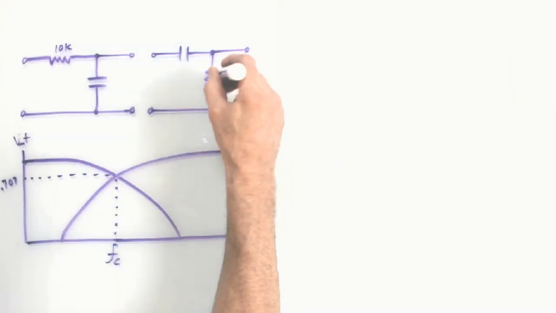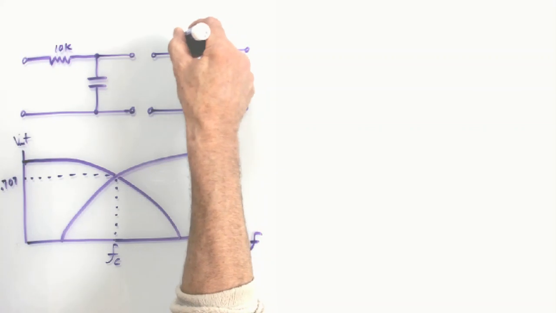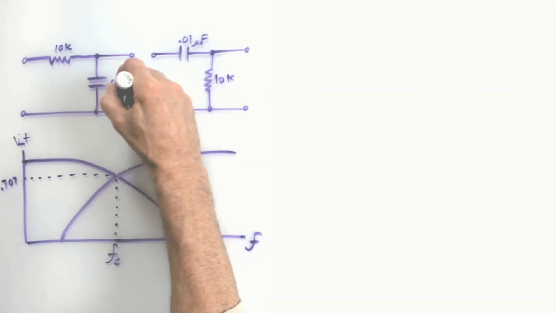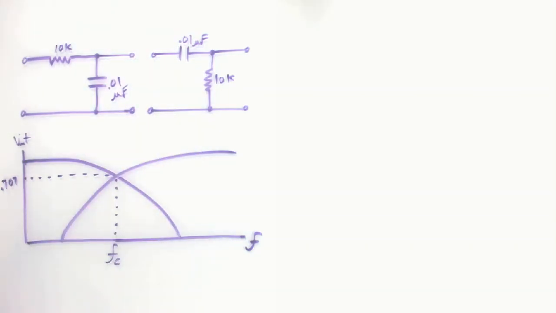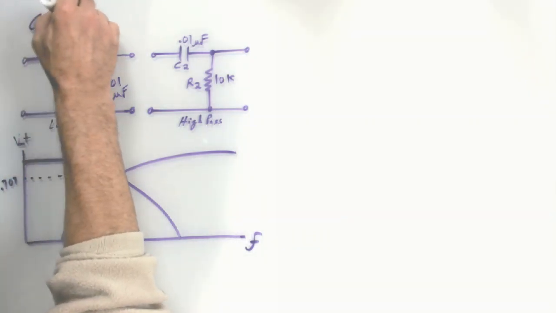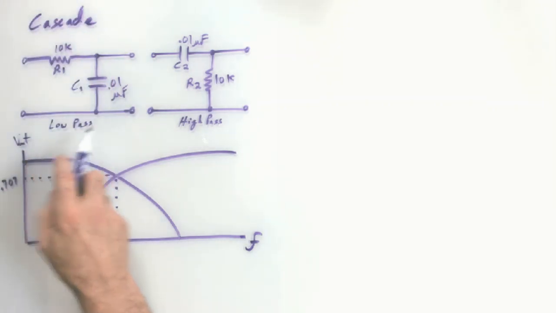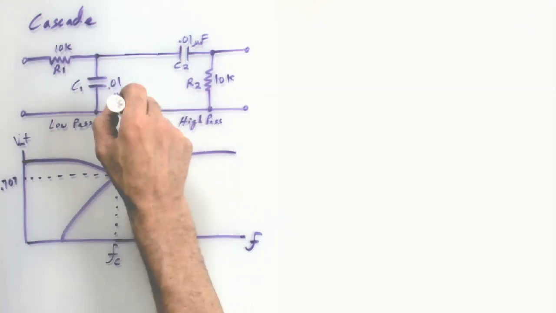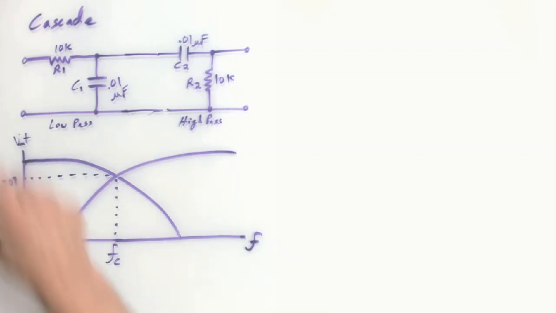I think it was a 10K resistor, right? And 0.01 microfarads for the cap sizes. So what we're going to do is make the input signal here run through both filters. And that's known as cascading. So we're going to cascade the low pass filter with the high pass filter. Basically, just putting them right in line with each other, putting them right in series. You could kind of describe it that way as far as the signal sees it.